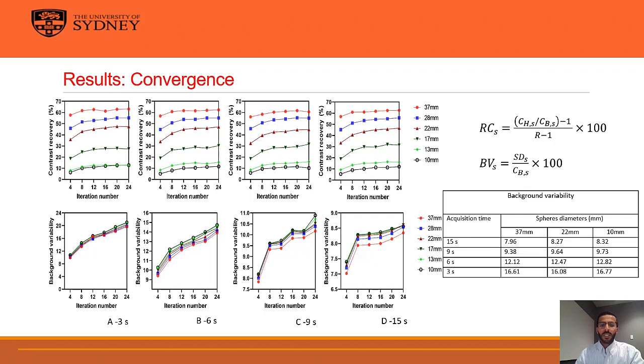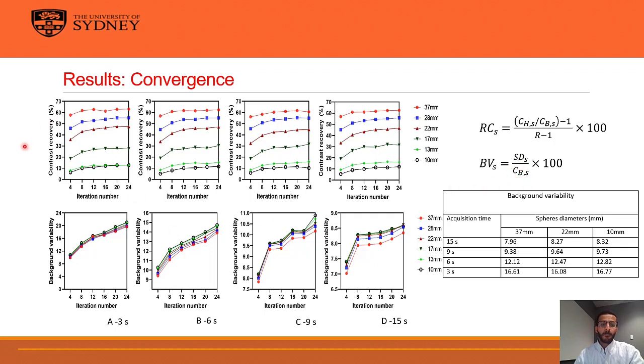The contrast recovery was calculated using the first equation: the mean pixel value in the ROI's sphere divided by the mean pixel value in the background, divided by R, which is the ratio of the true activity concentration in the phantom sphere to the true activity concentration in the background. The background variability is the standard deviation divided by the mean pixel value in the background.